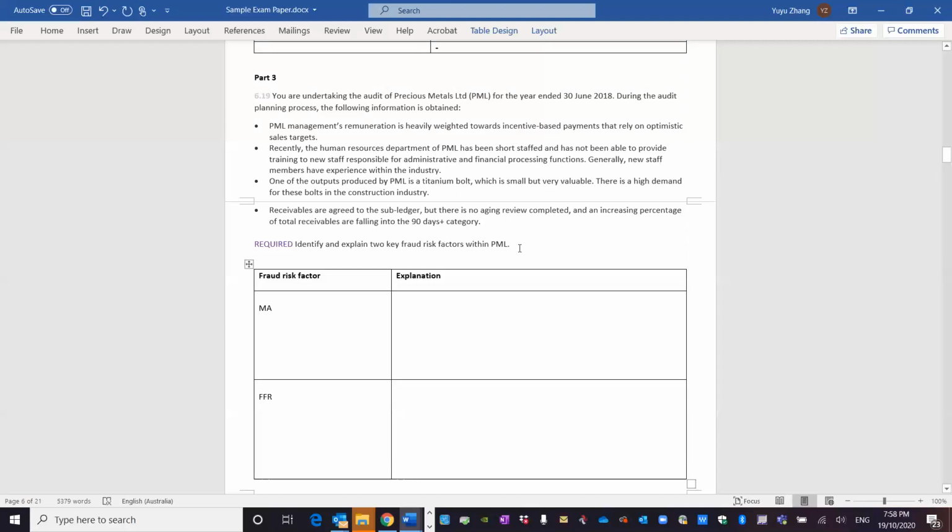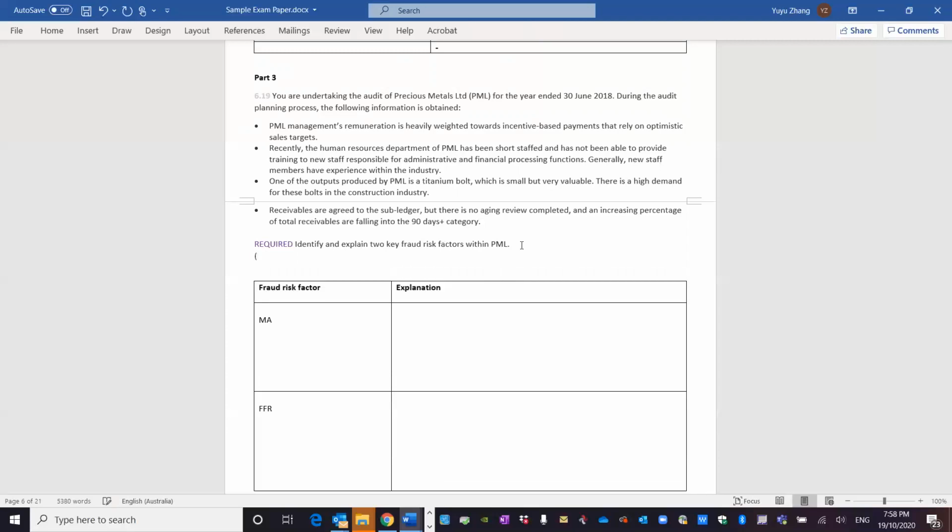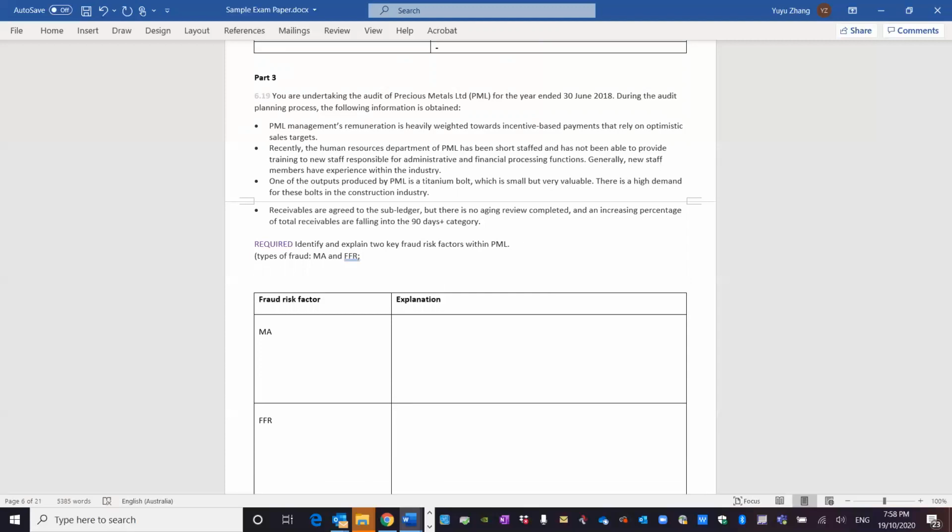Okay, so before you go to answer the question, let's do some revision. So you have 2 types of fraud, that is misappropriation of assets and fraudulent financial reporting. And when we consider the fraud factors, there will be a fraud triangle for you to consider them. So the factors will be the facts you extracted from the case that could be linked to something in the triangle.